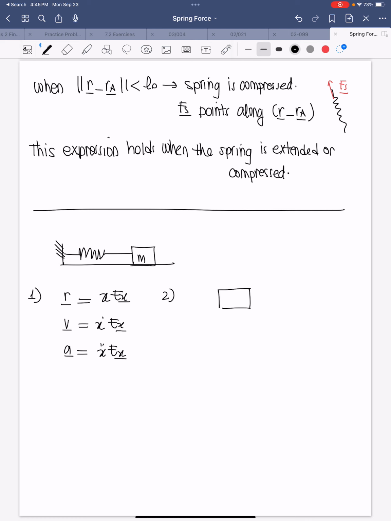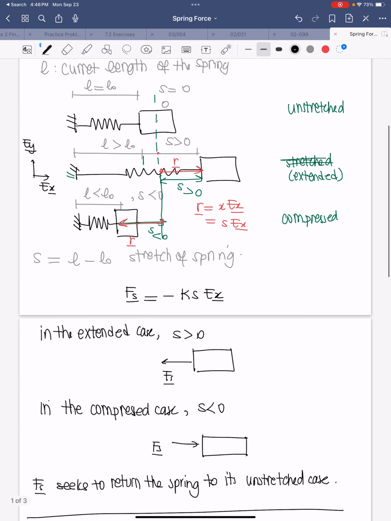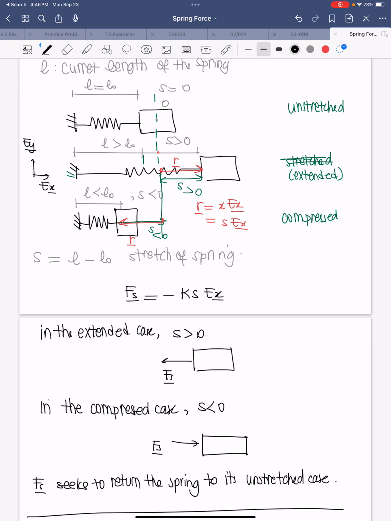Let us draw the free body diagram. We have the weight, the normal force, and the spring force. The weight is minus mg ey. The normal force is n ey. So this is n, this is ex, and this is ey. Okay, and I still have the spring force. So we know that it's going to be, from this equation here, minus kx ex.